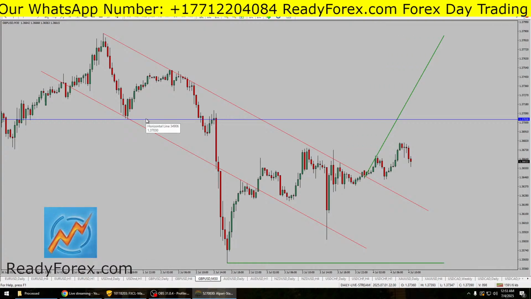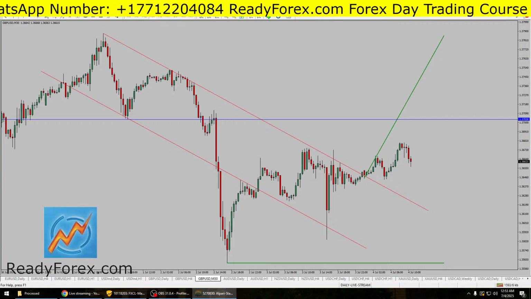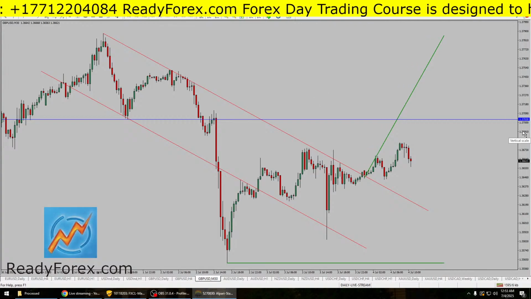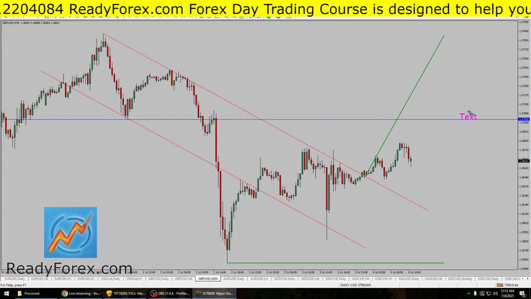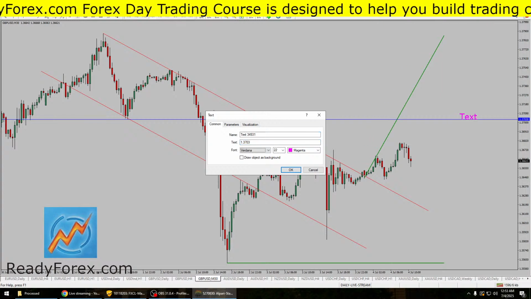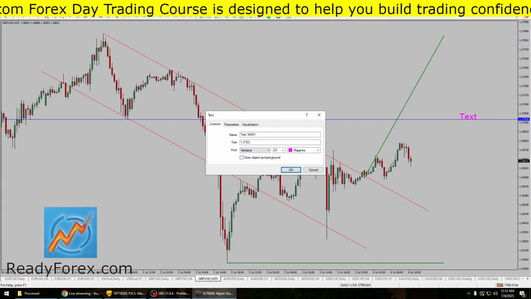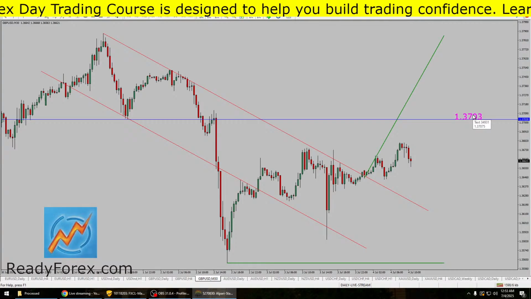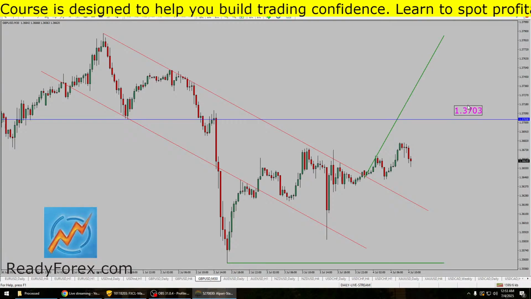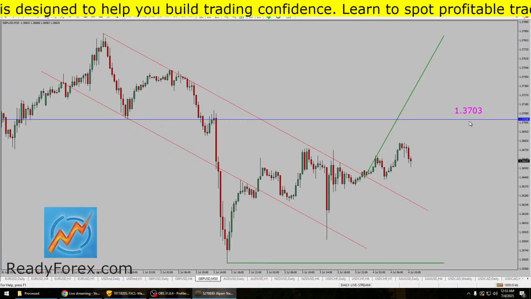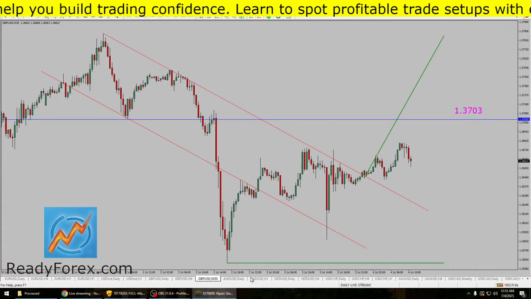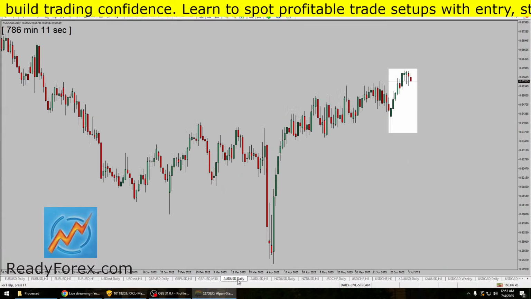So 1.3703, that's the level. Let me write it down over here. 1.3703, this is the level inside the GBPUSD currency pair, 30 minutes time frame. So if we do get a bullish breakout above the 1.3703 level, the chances are high that price action is going to rise up more. Next, let us take a look at the AUDUSD currency pair, Aussie dollar, daily time frame.